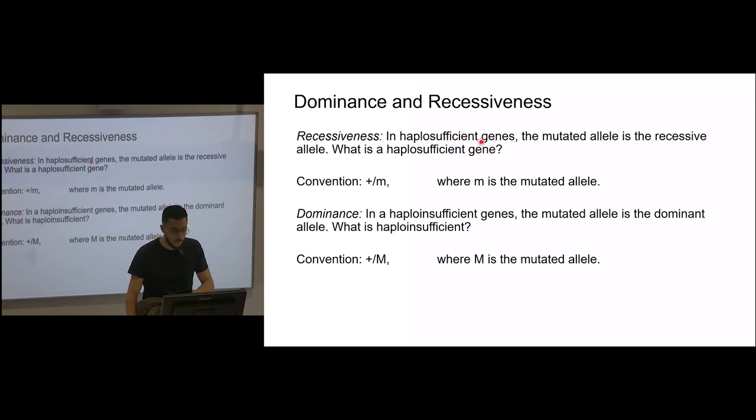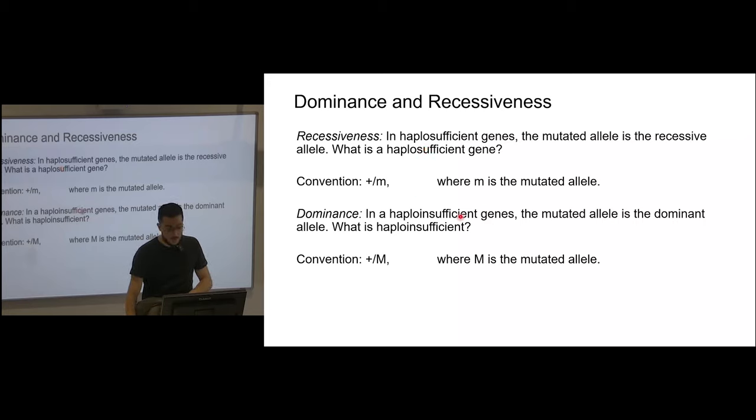For example, if you're dealing with a haplosufficient gene, so this is a gene where only one copy of the healthy allele is sufficient to make the healthy phenotype, then the mutated allele will be recessive to the healthy one. Okay, so haplosufficient, one copy of the healthy gene is sufficient to make the healthy phenotype, right?